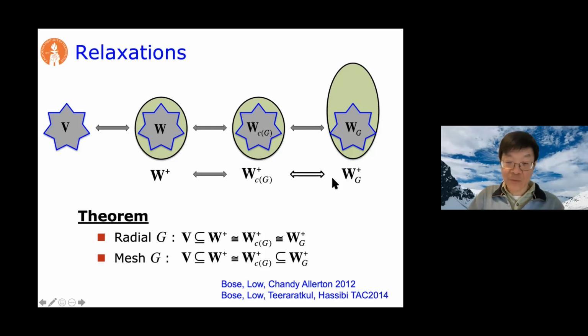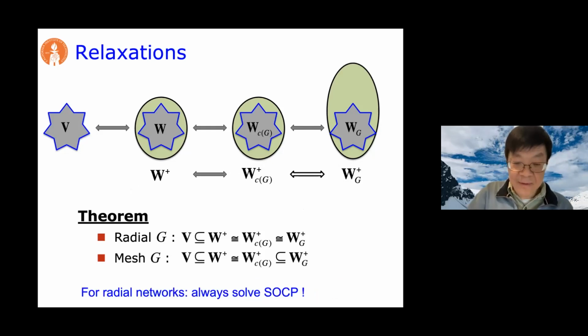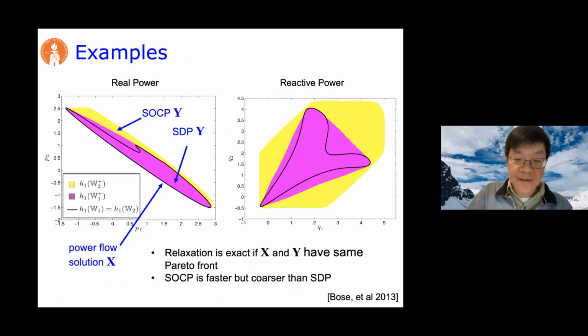If it is a radial network, then don't even solve for the chordal extension, just solve for the partial matrix corresponding to your graph, because all three are equivalent. Okay, so for a radial network, always solve SOCP. Because OPF, when you ignore the cycle condition, is simply a second-order cone problem.